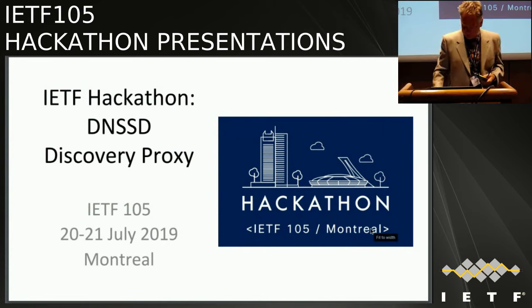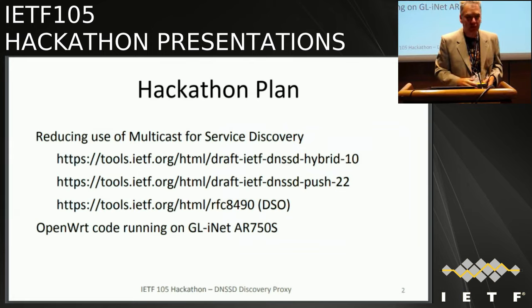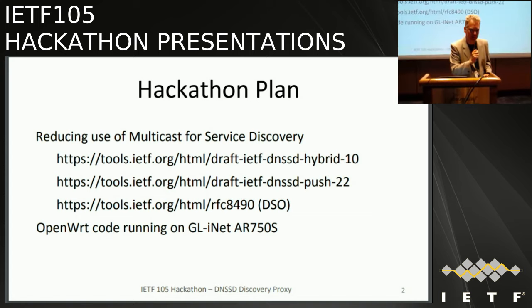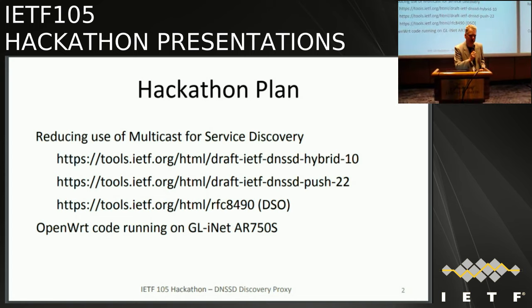Hello, I'll make this really fast. We're here working on making discovery work with less reliance on multicast because multicast is slow, it's unreliable, it's wasteful of shared wireless spectrum. There's a list here of the drafts. The discovery proxy is based on the hybrid draft, which uses DNS push notifications, which in turn builds on DNS stateful operations.